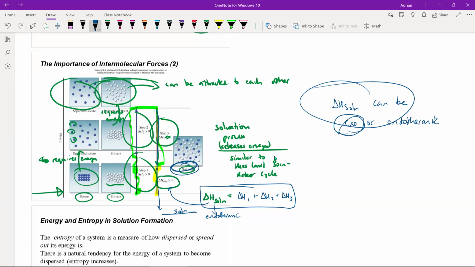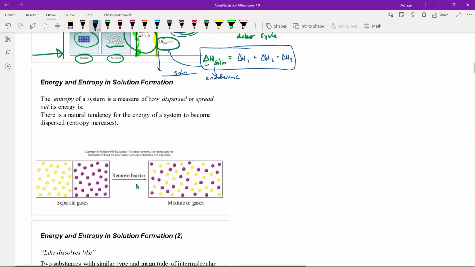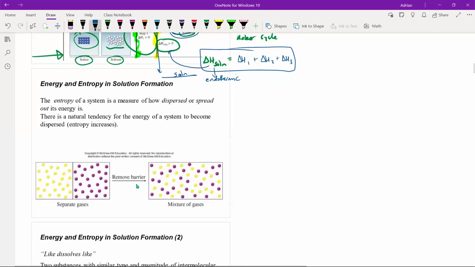Now, there's something to consider when it comes to looking at that. Usually, endothermic processes require energy, and they don't happen typically on their own. But in some cases, they do happen, right? An endothermic process would happen as soon as you mix things together. We need to consider another property of substances, which is something called entropy. And you can think of entropy as a measure of how dispersed or spread out the energy is.